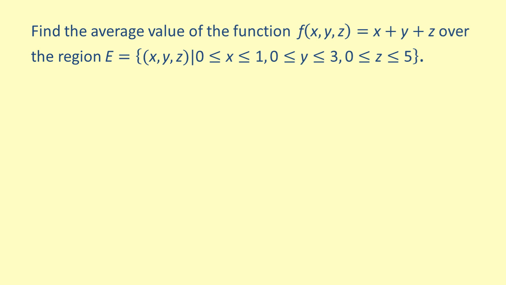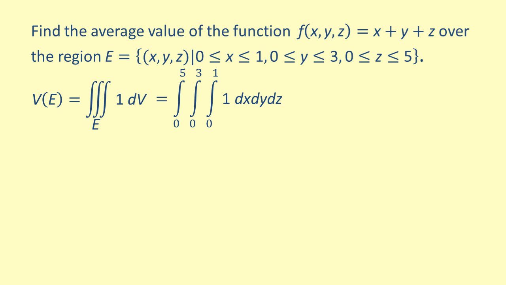First, we need to find the volume of the region. We'll integrate first with respect to x, then y, and then with respect to z. So, we'll work from the inside out of this triple integral. This gives us the integral from 0 to 5 of the integral from 0 to 3 of x dy dz.